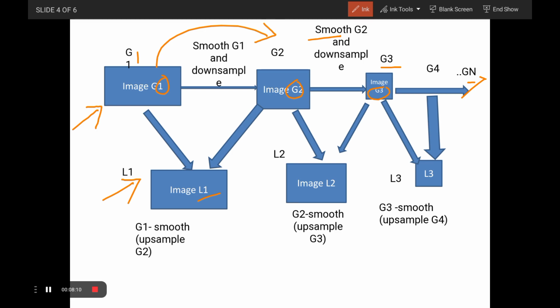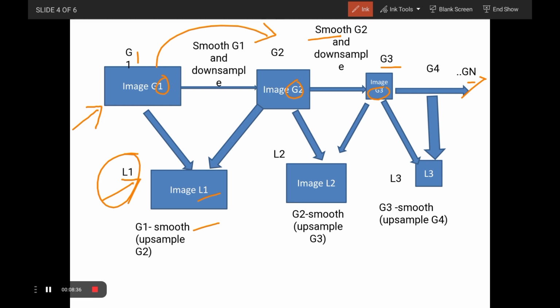If you want to subtract those two images, image 1 and image 2 must be the same size. So take the G2 image, smoothen it, and upsample G2. Upsample means that we increase the size of the image. When both images are at the same level, subtraction is possible. The difference of those two images gives us the Laplacian image L1.